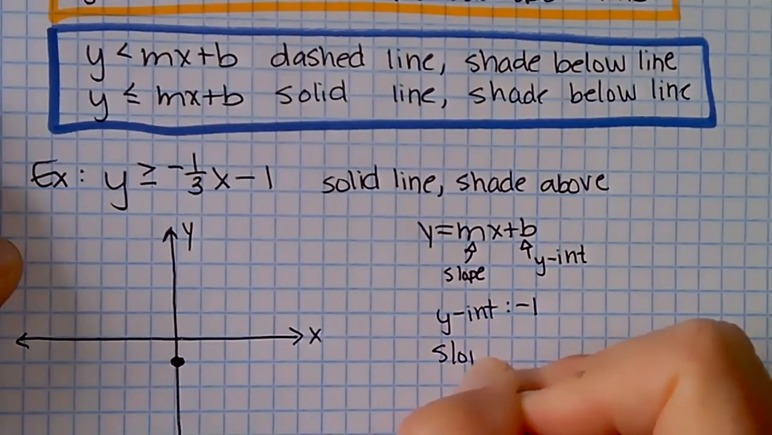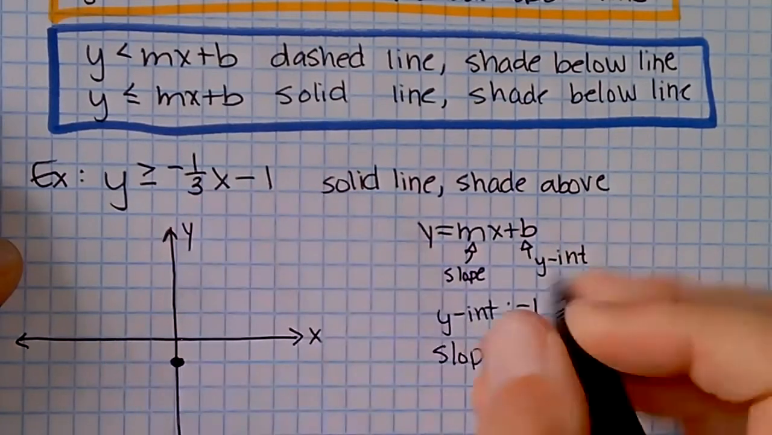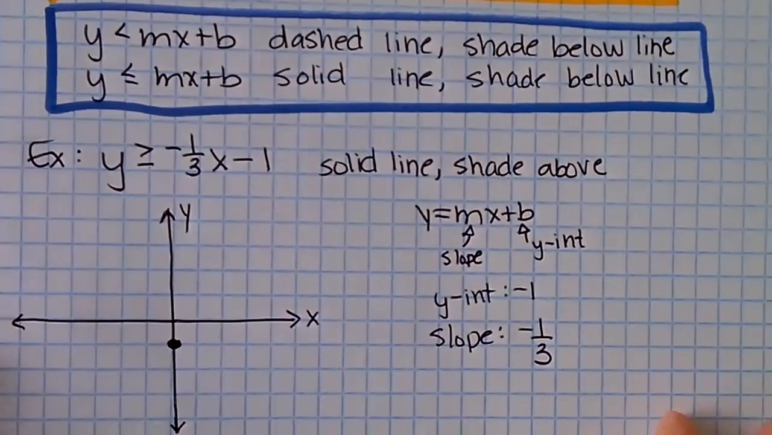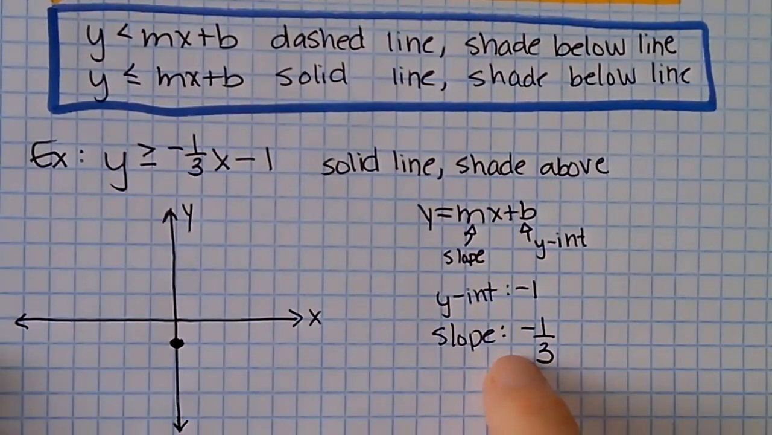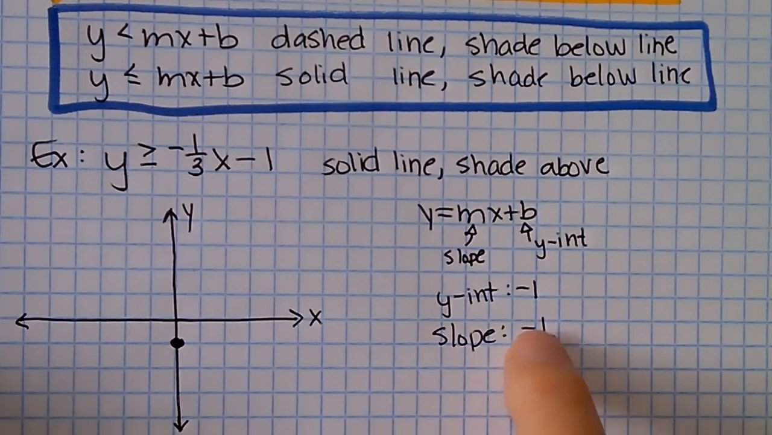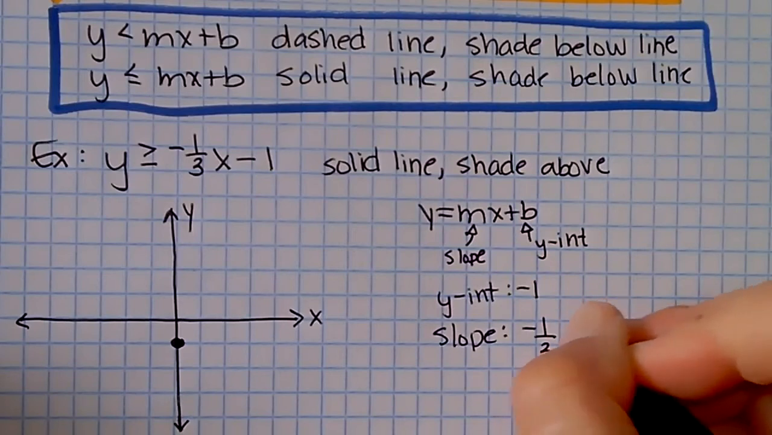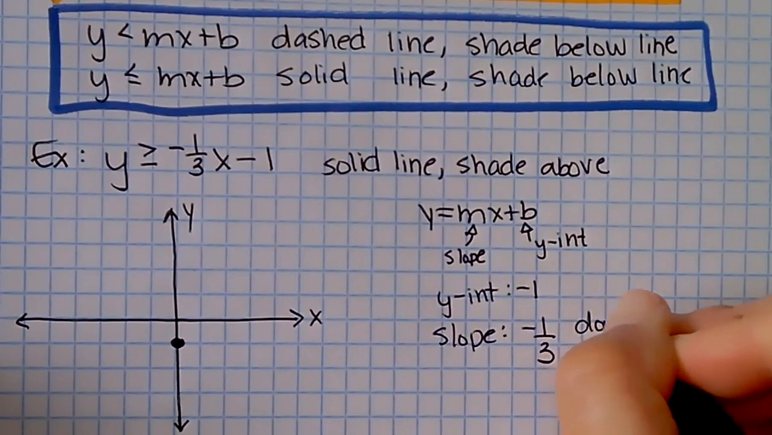My slope is the number with the x, so that's a -1/3. Now, when I do slopes, if my number's positive, I go up. If my number's negative, I go down. So I always think about this positive or negative on top. So my top is negative, so I'm going to go down 1.